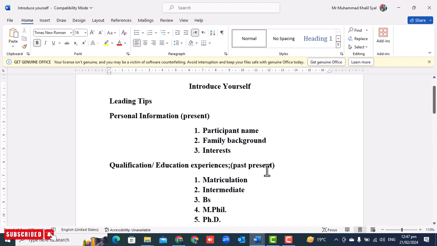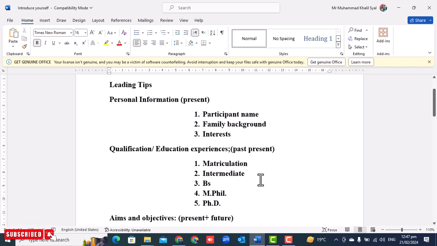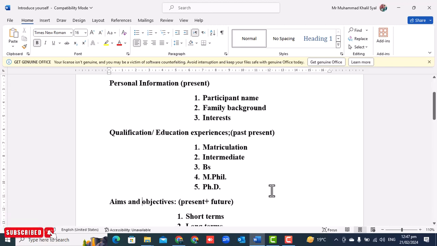Next is the qualification, meaning education and experience. We can use the past and present tense. Past is used for past degrees and present for what we are doing right now. If we are studying, we should present all of these. Matriculation, for example, has two or three methods. I got the matriculation degree from the school in a given year. For example, I have passed matriculation. These are the two methods. You can use these, and the same for intermediate, BS, MPhil and PhD studies.